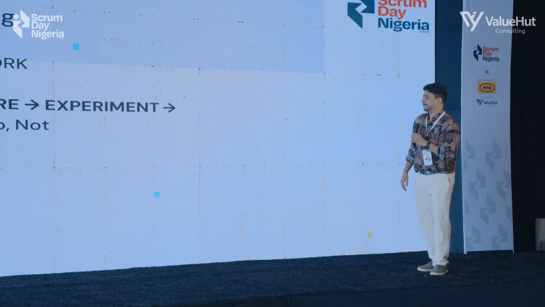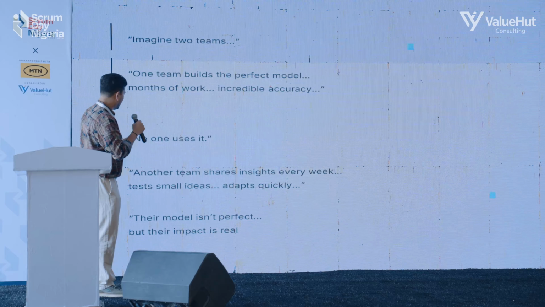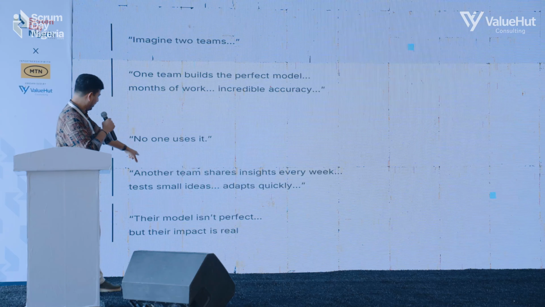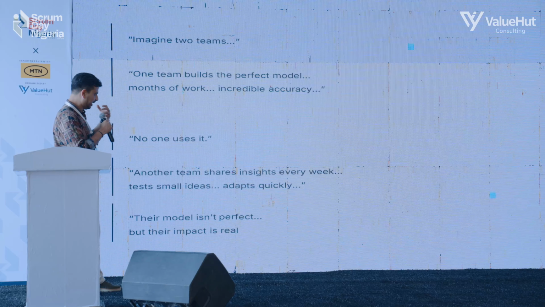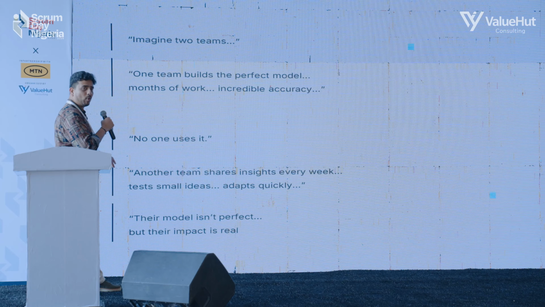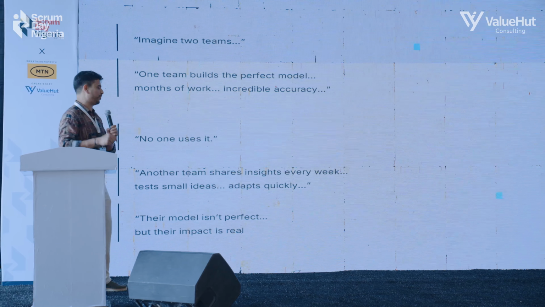I think this is the most important thing. Imagine you have two data science teams. One team builds the perfect model, months of work, incredible accuracy. No one uses it. This is really bad. Another team shares insights every week, tests small ideas, and incrementally adapts quickly. Their model isn't perfect, but their impact is real.